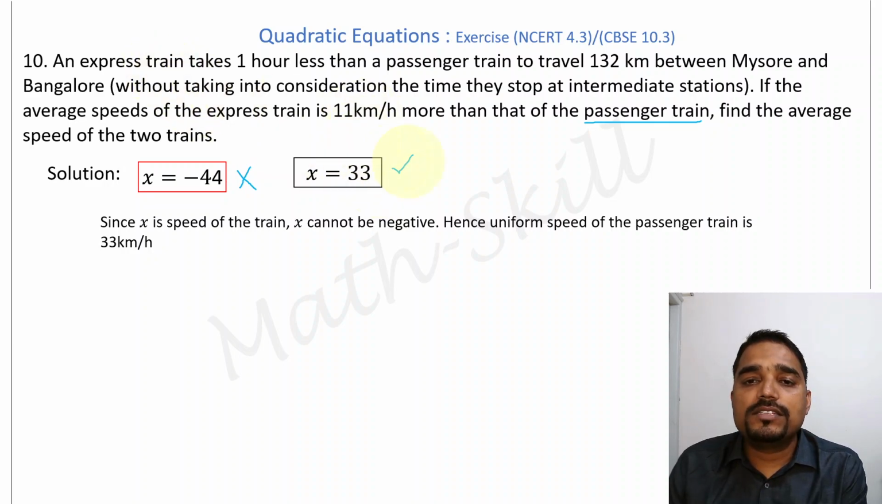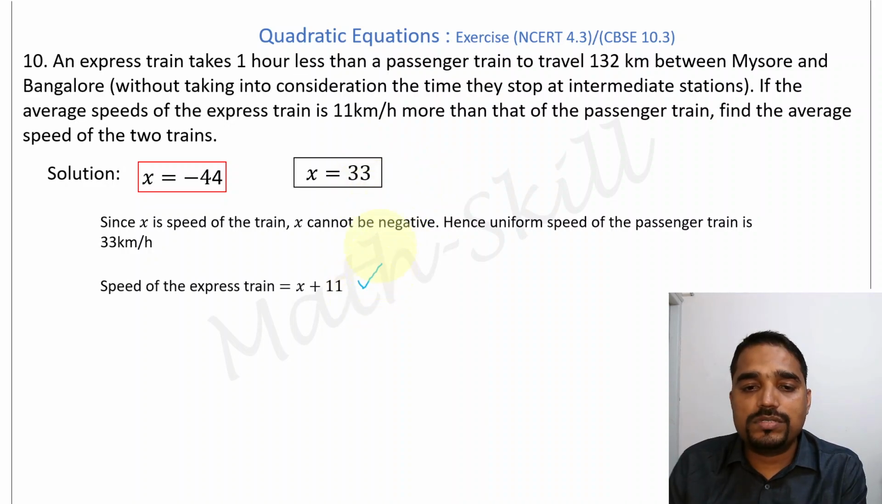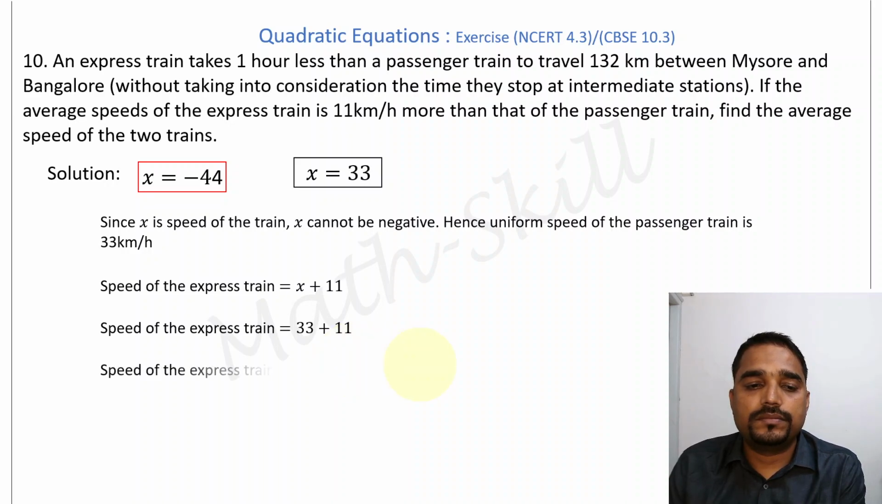Now, the speed of the express train is equal to x plus 11. Since we have found x to be 33, the speed of the express train would be 33 plus 11, which is 44 kilometers per hour. Therefore, the speed of the passenger train is 33 kilometers per hour and the speed of the express train is 44 kilometers per hour.